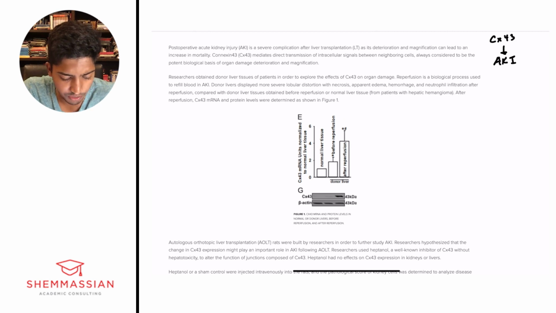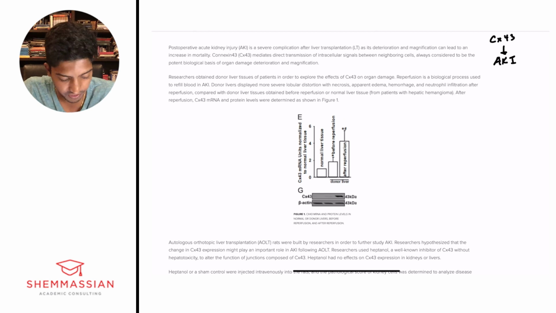Researchers obtained donor liver tissues of patients in order to explore the effects of CX43 on organ damage. Reperfusion is a biological process used to refill blood in AKI. Donor livers displayed more severe lobular distortion with necrosis, apparent edema, hemorrhage, and neutrophil infiltration after reperfusion, compared with donor liver tissues obtained before reperfusion or normal liver tissue from patients with hepatic hemangioma. After reperfusion, CX43 mRNA and protein levels were determined as shown in figure 1.